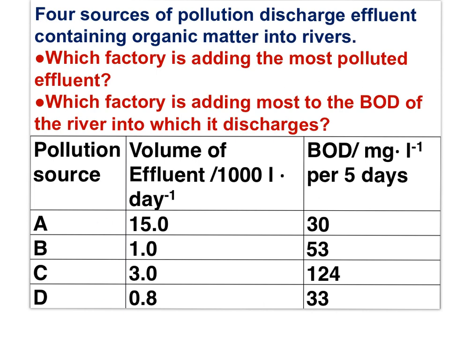Which factory is adding the most polluted effluent? And then which factory is adding most to the total BOD of the river into which it discharges its pollution? I hope that you can see that source C is adding the most polluted effluent because its volume of effluent is relatively low, but its BOD is quite high. Source A is adding most to the BOD of the river because multiplying the volume of effluent by the BOD yields the highest product of any of the 4 sources of pollution.